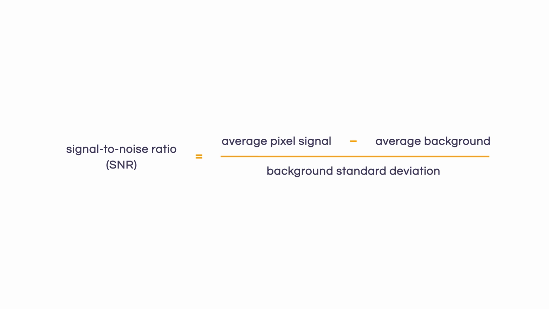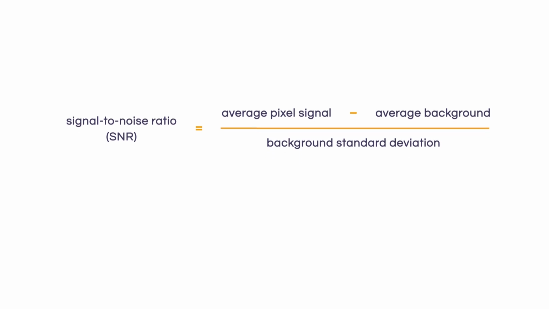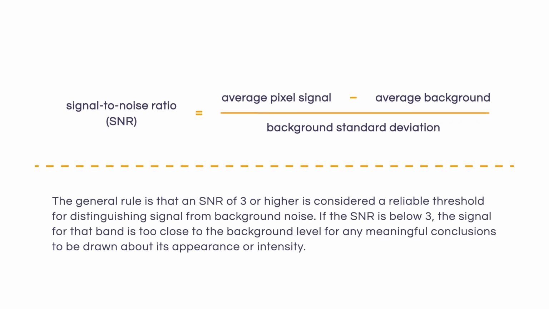The formula for SNR is the average signal for each pixel minus the average background, all divided by the background standard deviation. The general rule is that an SNR of 3 or higher is considered a reliable threshold for distinguishing signal from background noise. If the SNR is below 3, the signal for that band is too close to the background level for any meaningful conclusions to be drawn about its appearance or intensity.